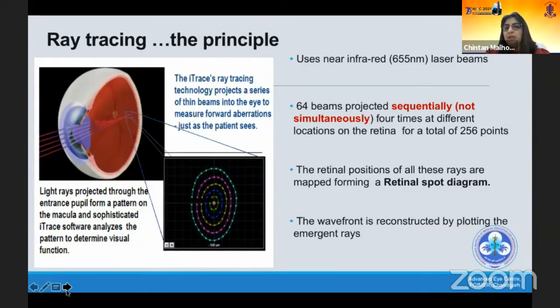64 beams are projected sequentially 4 times at different locations on the retina for a total of 256 spots. It's important that these beams are projected one after the other and not simultaneously, and each of them is then individualized and analyzed individually so that there is no confusion and it can be imaged even in highly aberrated corneas. The retinal positions of all these rays are mapped, forming a retinal spot diagram, and the wavefront is then reconstructed by plotting the emergent rays.